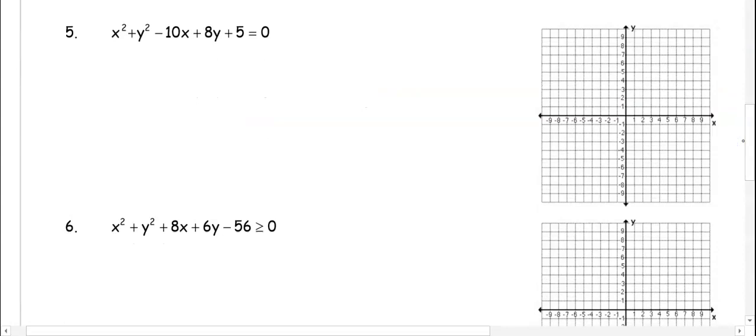So now as we look at number 4, it is not in graphing form, so we're going to have to do completing the square first. So we're going to rewrite this: x squared minus 10x plus blank, plus y squared plus 8y plus blank, equals, I'm going to move the 5 over, so negative 5, and then we have 2 blanks.